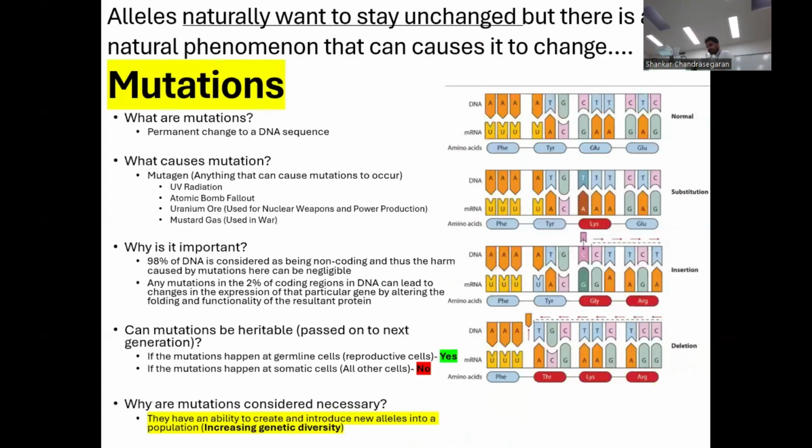Okay, moving on. So alleles naturally want to stay unchanged. That is their natural state.